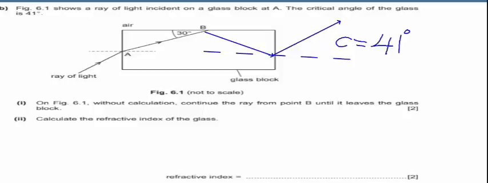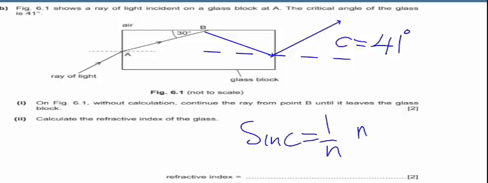Now as for Roman numeral number 2, it is saying calculate the refractive index of the glass. We need to calculate the refractive index of the glass. We have been given the critical angle, so you can just easily use this formula where we're going to say sin critical is equal to 1 over refractive index.